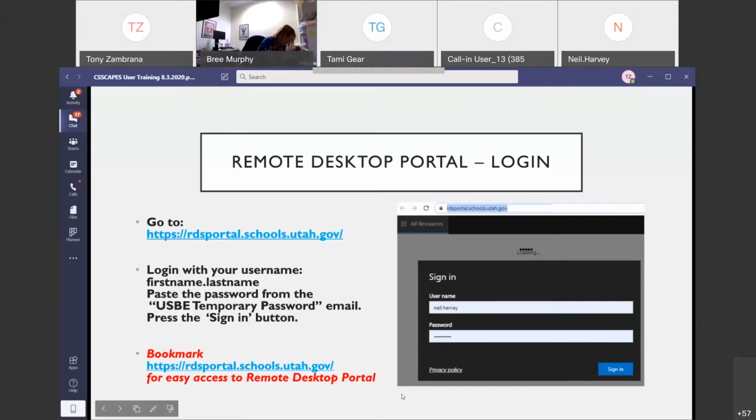But it is a secure password, even though it calls it a temporary password. It's one that's generated from the email server. So a lot of people just use that password. Anyway, so you enter your username, which is your first dot last, and then the password from the email, and then you sign in. And once again, I would bookmark this page because it's how you'll access Seascapes going forward.